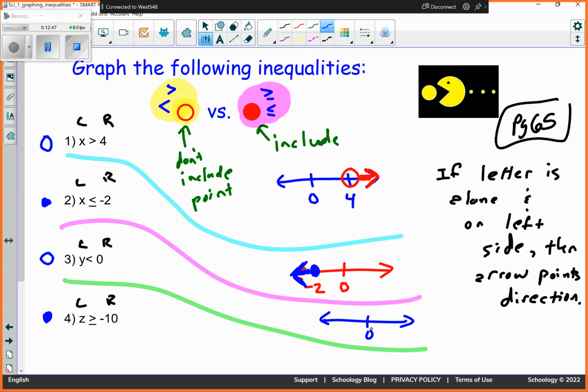Hey, do I have an open or closed dot on this one? Open. And friends, talk to me. Do you think it goes to the left or does it go to the right? It goes to the left, and you're absolutely right saying left. Why are you saying left?